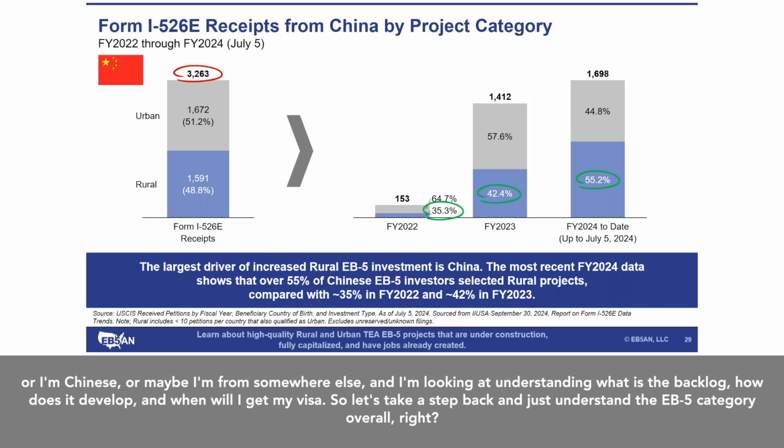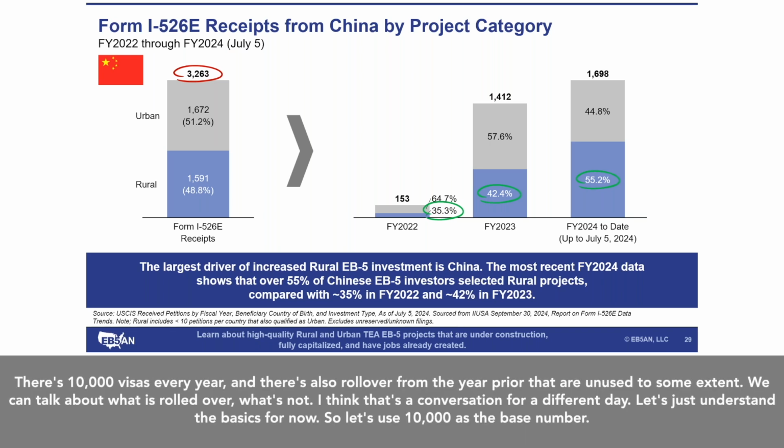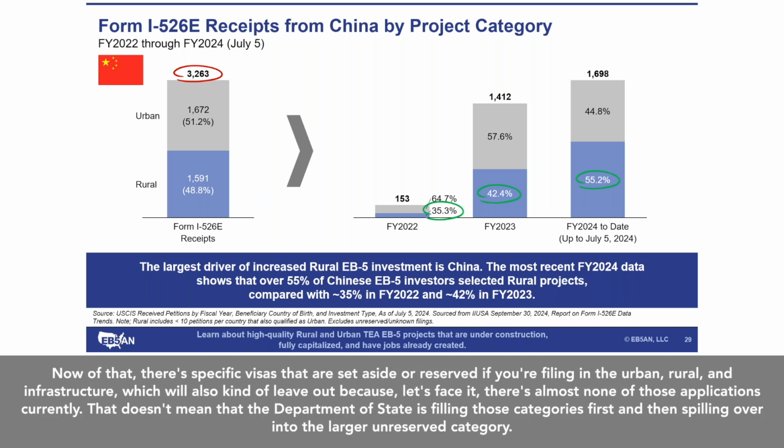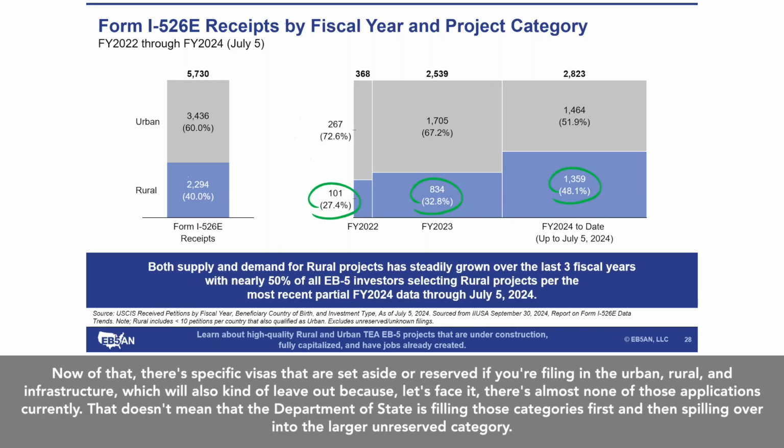So let's take a step back and understand the EB5 category overall, right? There are 10,000 visas every year, and there's also rollover from the year prior that are unused to some extent. We can talk about what is rolled over and what's not, but I think that's a conversation for a different day. Let's just understand the basics for now, so let's use 10,000 as the base number. Of that, there are specific visas set aside or reserved if you're filing in the urban, rural, and infrastructure categories, which we'll also leave out because, let's face it, there are almost none of those applications currently.